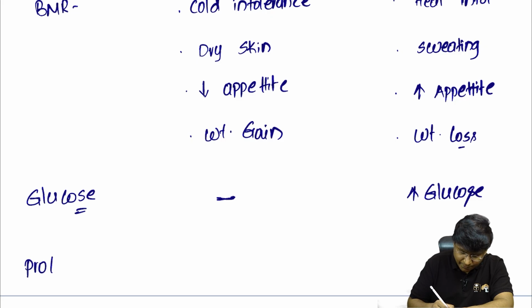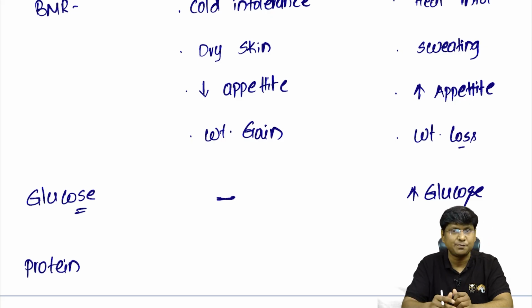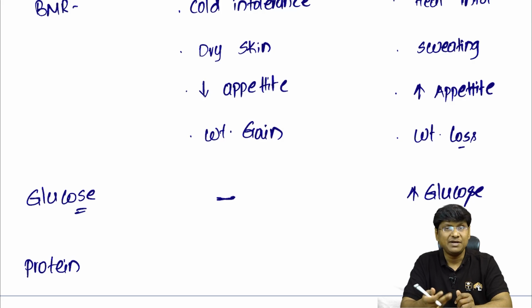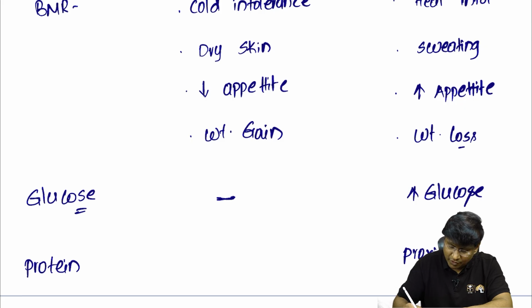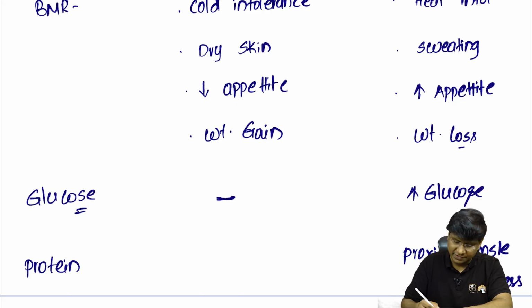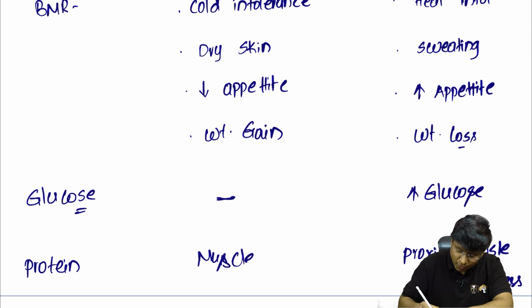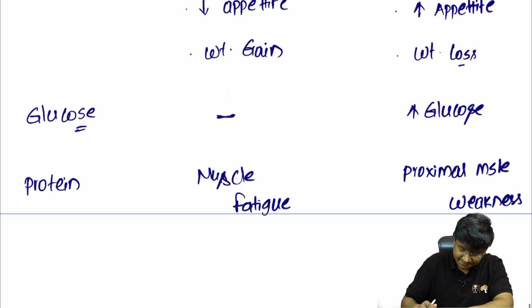And related to the protein metabolism, there is excessive proteolysis, right? And because of the excessive proteolysis, in patients with hyperthyroidism, they will have the proximal muscle weakness, right? Whereas in case of the hypothyroidism, they will have muscle fatigue because the thyroid hormone is not there. So protein metabolism will not be there in these patients with the hypothyroidism.